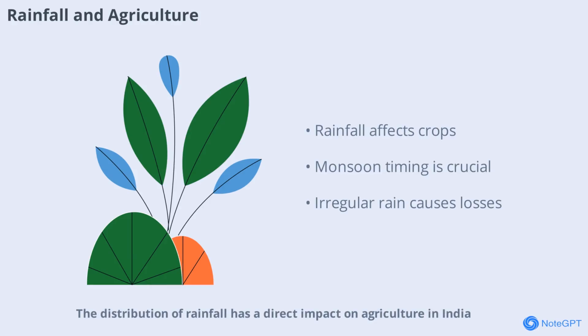Distribution of rainfall has a direct impact on agriculture in India. Regions with adequate rainfall can grow water-intensive crops like rice and sugarcane, while dry areas focus on millets and pulses. Farmers depend on the timely arrival of the monsoon for sowing and harvesting. Irregular rainfall can lead to crop failures, affecting food security and livelihoods. This close relationship between rainfall and agriculture highlights the importance of understanding climate patterns.